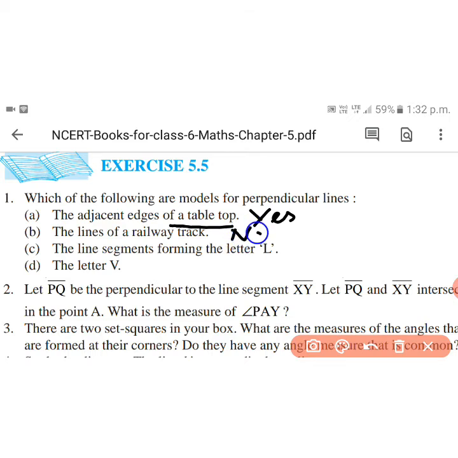So no. C part. The line segment forming the letter L. So the letter L. Here we see the perpendicular line. So yes. This is the model for perpendicular lines. D part. The letter V. The letter V is not the model for perpendicular line. So no.